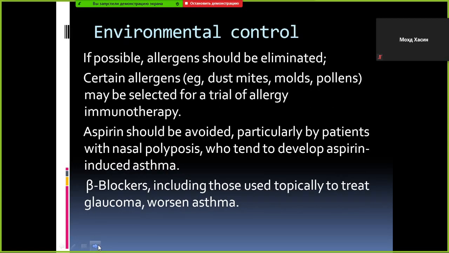About environmental control: if possible, allergens should be eliminated. Certain allergens, for example dust mites, molds, pollens, may be selected for a trial of allergy immunotherapy. Aspirin should be avoided, particularly by patients with nasal polyposis, so with aspirin-induced bronchial asthma. Beta blockers, including those used topically to treat glaucoma, also worsen bronchial asthma. We must avoid them.